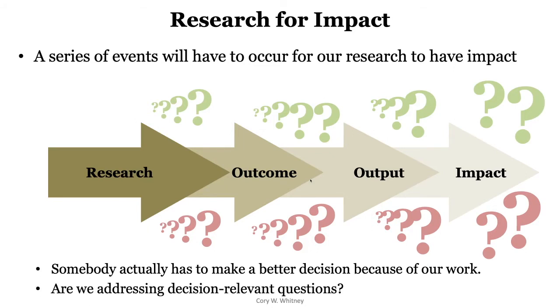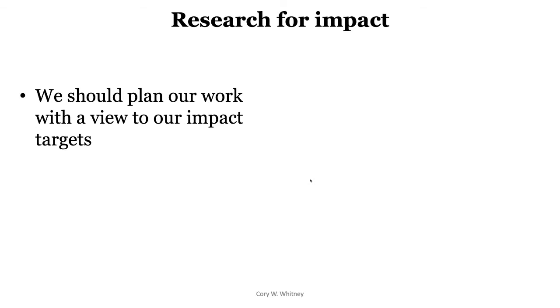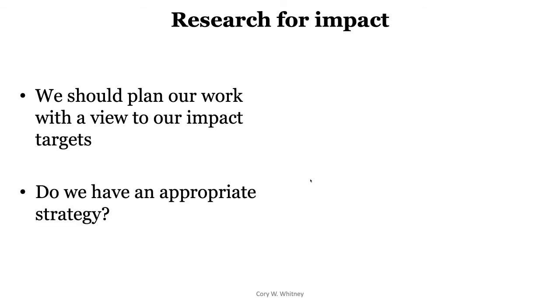So the big fundamental question is, are we addressing decision-relevant questions? Are we aiming our research, designing our research, in such a way that it does have this ultimate aim of generating real-world impacts? And have we communicated the uncertainties to ourselves and to our constituents, to our fellow researchers, and to the people who will be, hopefully, impacted by the work? If we're going to do research for impact, then we should plan our work with a view to our impact targets. We should ask ourselves if we have an appropriate strategy.